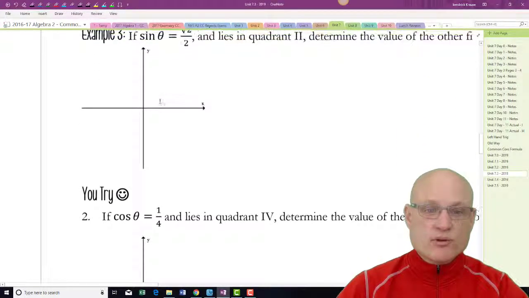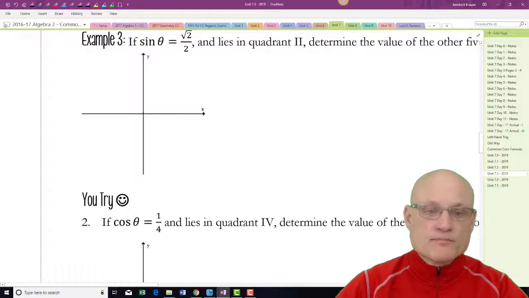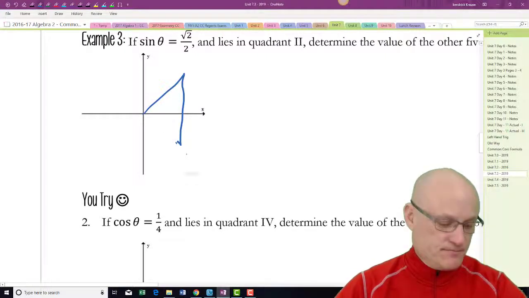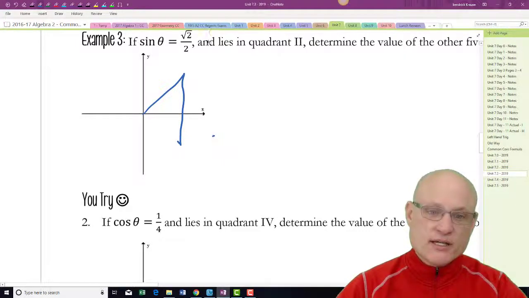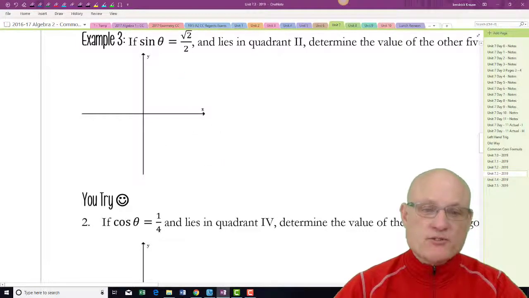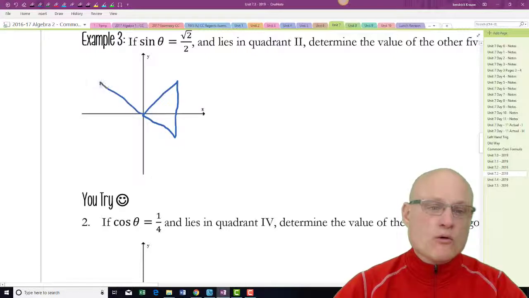We're going to draw the bow tie. I can't erase that for some reason. All right, so one of these triangles, either this one, or this one, or this one, or this one.